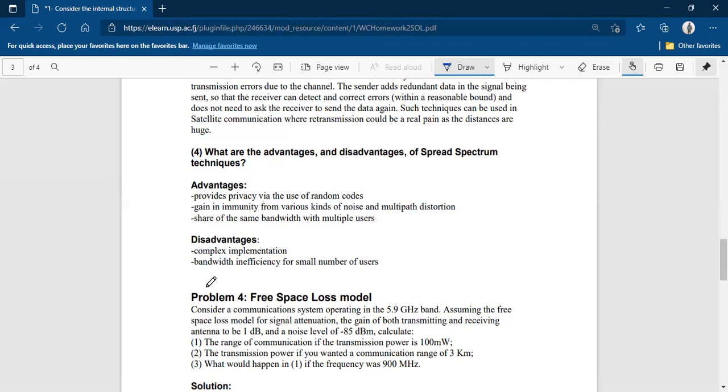So all of you are okay with spread spectrum? No? All of you understand what spread spectrum is? Okay. So have you gone through spread spectrum in your lecture notes?